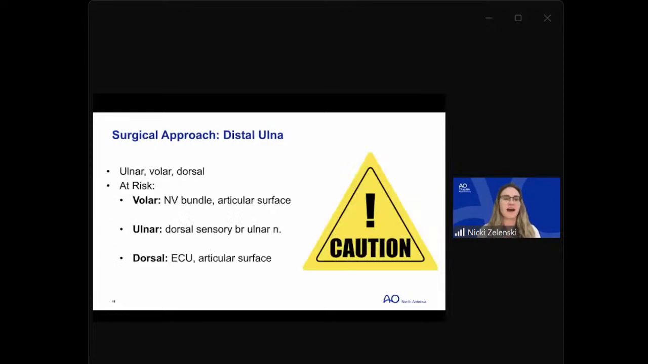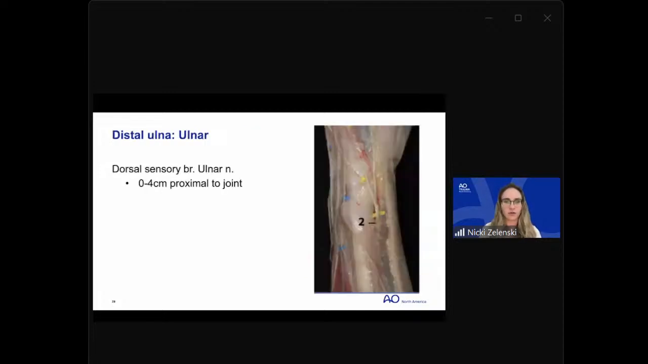Before we get into that, we definitely need to spend some time talking about where to put these plates on the distal ulna. So these plates can be placed on the ulnar border, the volar aspect of the distal ulna, or dorsal. And there's different structures at risk no matter where you go. Volarly, the ulnar neurovascular bundle is right there, and the articular surface of the distal ulna is closer than you think. On the ulnar subcutaneous border, when you get this distal, the dorsal sensory branch of the ulnar nerve is there, and dorsally the ECU, and the articular surface is again going to be in your way.